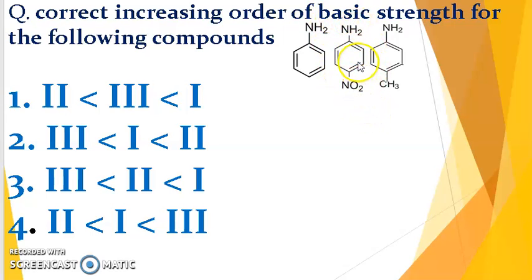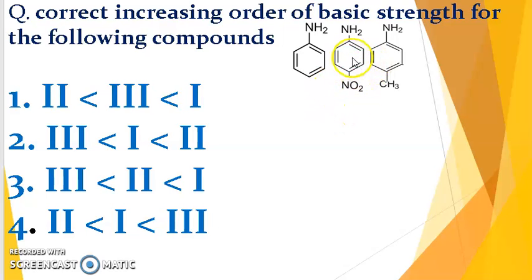NO2 is present in the para-nitroaniline. So what happened? This group will withdraw the electron from the other group. So the delocalization of electron within the molecule will happen. So finally, the result is there is a decrease in the basic energy.